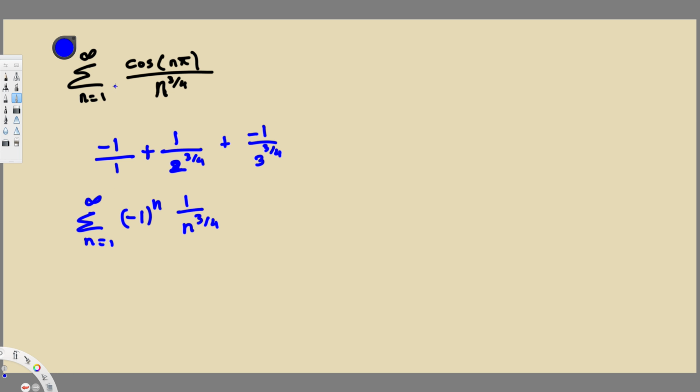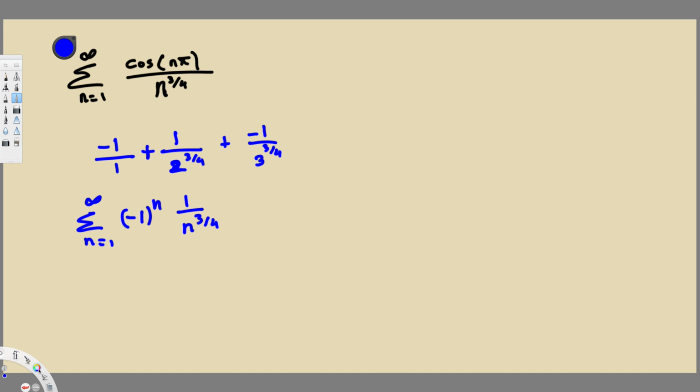If you can change it in this way, then everything is easy, because we are going to apply the alternating series test. In order to find whether an alternating series is converging or diverging, we check two things: whether it's decreasing, and whether the limit is equal to 0. If it's decreasing and the limit is equal to 0, then it's a convergent series.